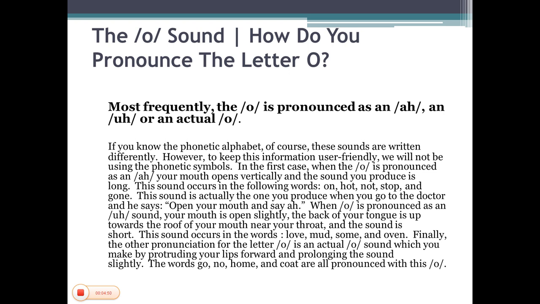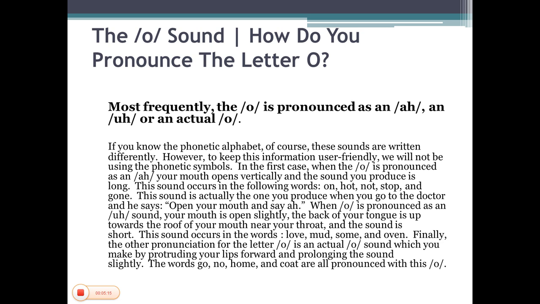Okay, when O is pronounced as an UH sound, your mouth is open slightly and the back of your tongue is up towards the roof of your mouth near your throat, and the sound is short. This sound occurs in the words love, mud, some, and oven.